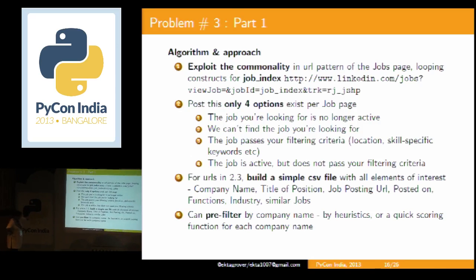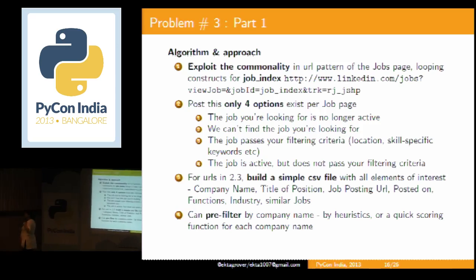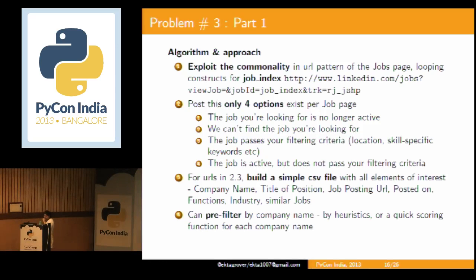Instead of building this CSV file, you could just pick up all these URLs, and you could just pass them to part number 2. It's making the whole problem more elegant. So in this, you just pass your company name, the title of position, job posting URLs, posting functions, similar jobs, etc., etc.